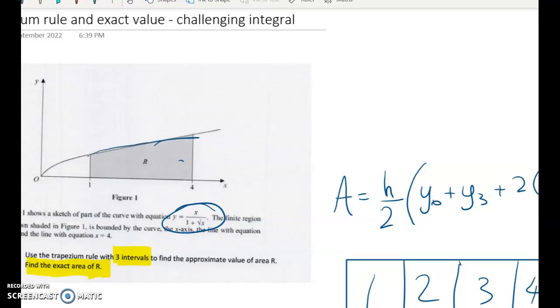I think the reason the trapezium rule is slightly under is because you can see a tiny bit of curving through there. If you go into GeoGebra and have a look, you can make sure that I've got that right.